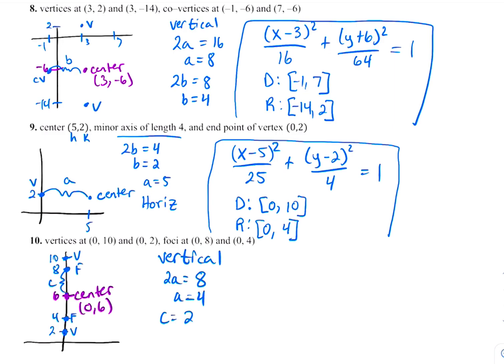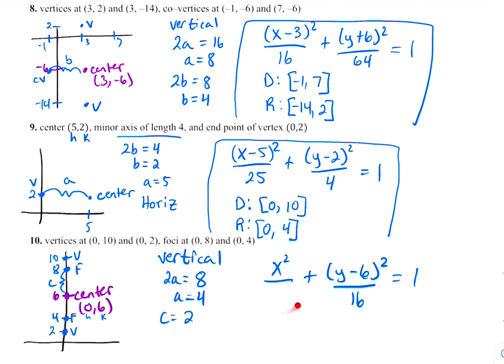So I have some information where I can start my equation. So I have my H is 0, K is 6. So this means I will just have x squared, since I don't have a number to go with it, over a number, plus y minus 6 squared over a number equal to 1. And then since it's vertical, my A has to go underneath the y. So 4 squared is 16.